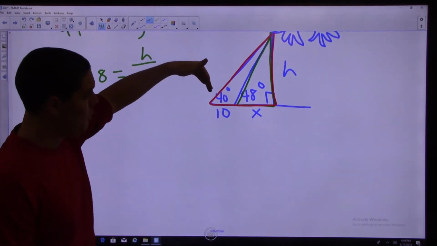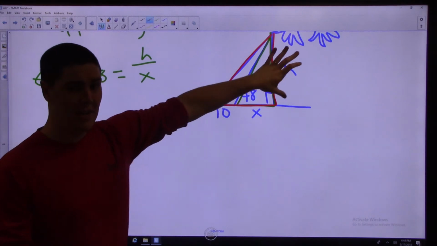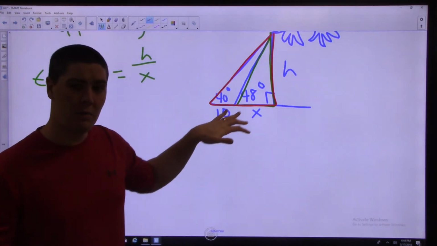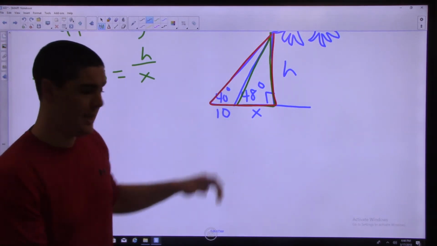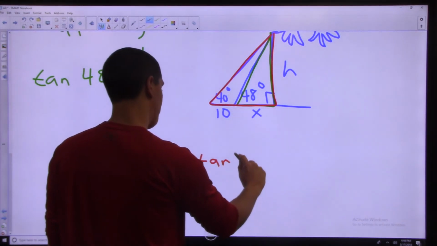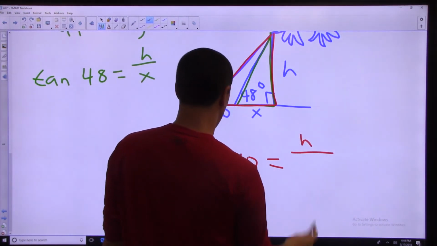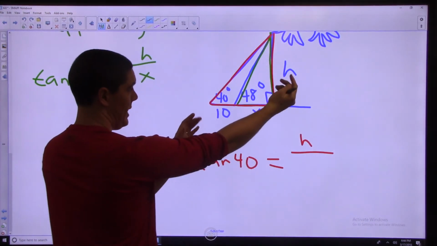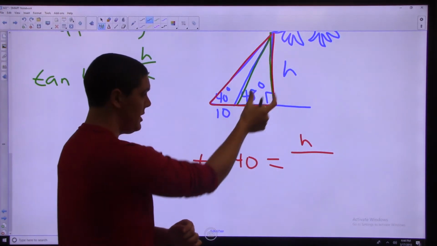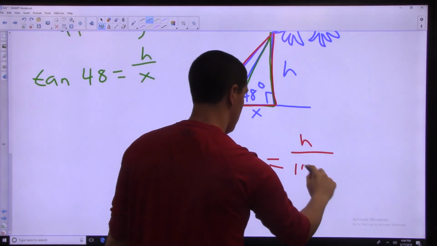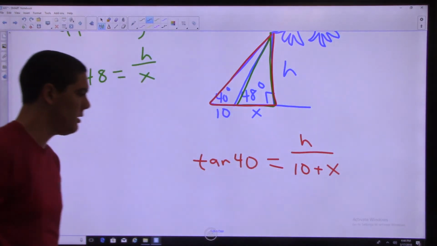Now again, I want to have h and x involved in this equation as well. I want to have the same two variables involved. So I'm going to use tangent again. So tangent of 40 is going to equal h over, well, h is the opposite still, isn't it? So what's the adjacent? What would this whole side be? It's going to be 10 plus x, or x plus 10, whatever you want to call it there.